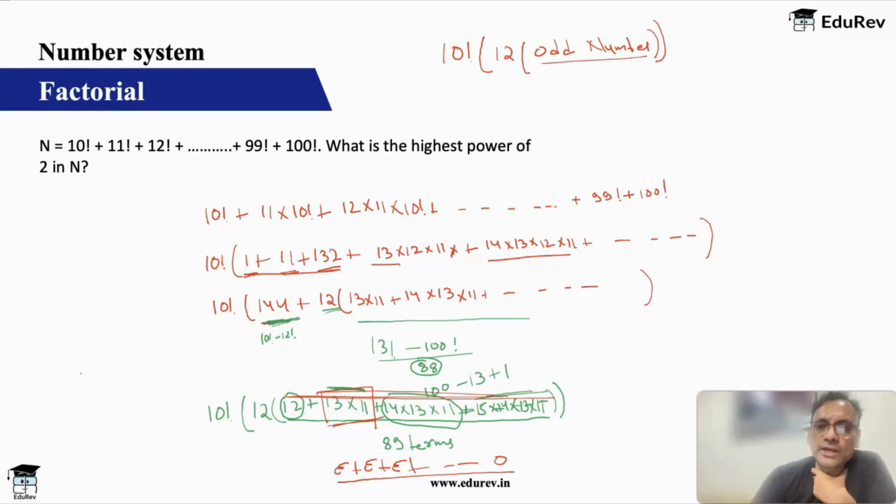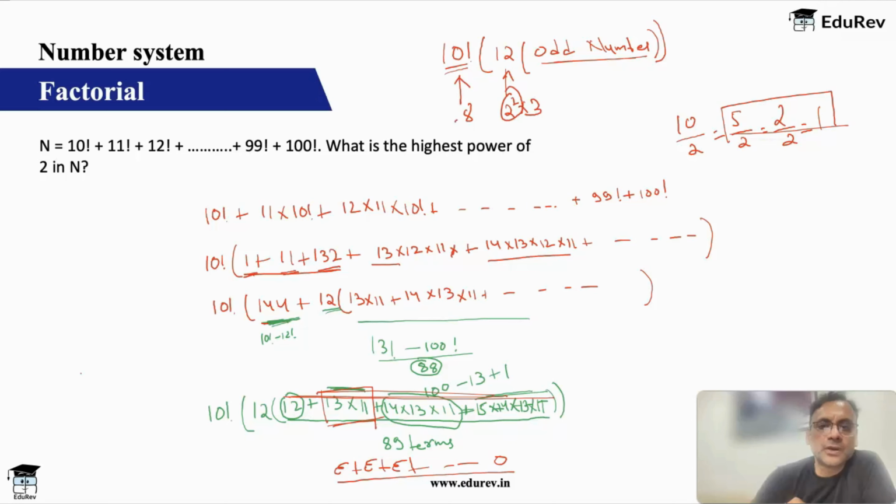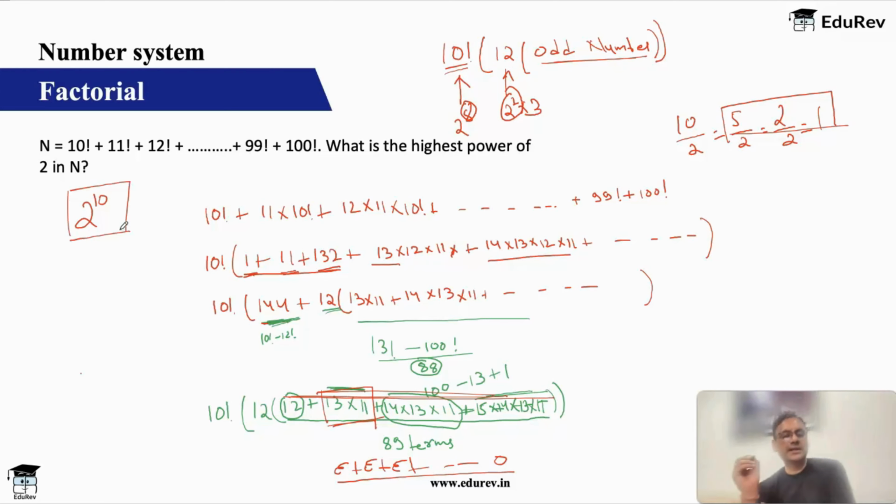So this will not give you any 2. The 2's come from here. So how many 2's does 10 factorial have? 10 upon 2 is 5. 5 upon 2 is 2. 2 upon 2 is 1. So 10 factorial has eight 2's. So you get eight 2's from here. And 12 is what? 12 is 2 square into 3. So you get two 2's from here. Eight and 2, you get ten 2's. So the answer is 2 to the power 10.